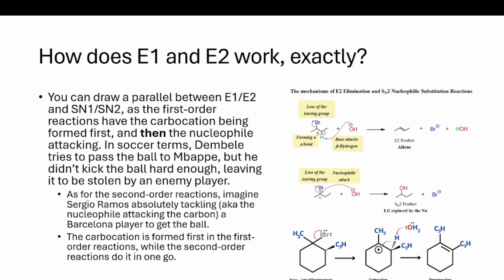Anyways, for E2 and SN2, say for example, I'm a soccer player trying to tackle the ball out of an attacker's feet, right? So I can just directly tackle the player instead of having the player just leave the ball in the middle of the field. In other words, first order reactions, E1 and SN1, rely on the carbocation being formed first, while the second order reactions do it in one go.